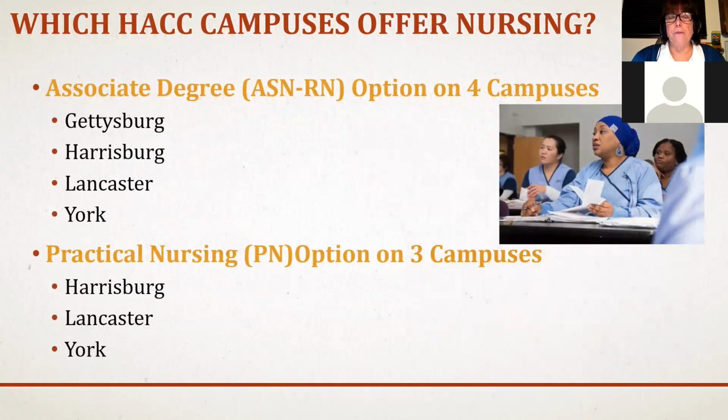What campuses offer nursing? Our associate degree, which is the ASN, which allows the graduate to sit for the NCLEX RN exam, is offered at the Gettysburg, Harrisburg, Lancaster, and York campus. The practical nursing PN program, which allows the graduate to sit for the NCLEX PN, is offered on Harrisburg, Lancaster, and York campuses only, and the schedule is consistent. Every campus has the same practical nursing schedule.